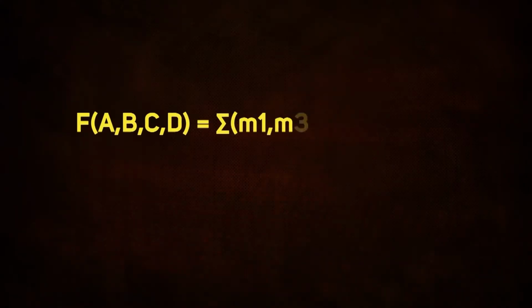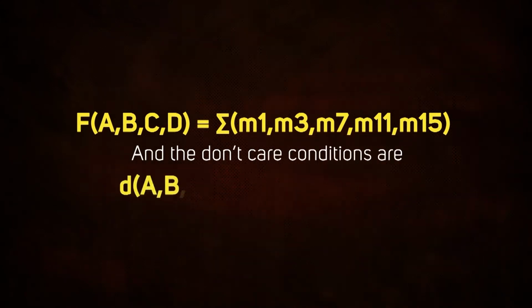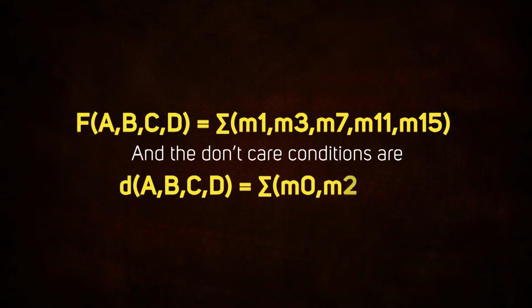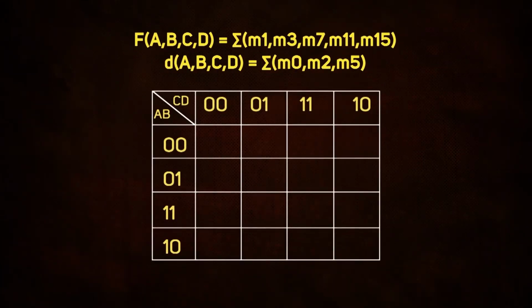Also, let me tell you, the X need not be used compulsorily if it is not going to contribute to minimization. To illustrate, let us consider the function f of ABCD equal to summation m1, m3, m7, m11 and m15. And the don't care conditions are d of ABCD equal to summation m0, m2 and m5. The minterms of f produce 1s and minterms of d are known never to occur. Let us bring all these terms to a K-map.